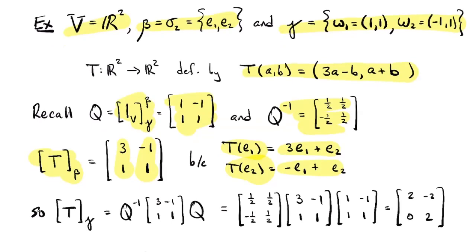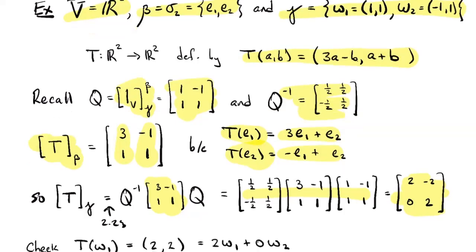Theorem 2.23 says that if you want the matrix of T in the gamma basis, I just sandwich the matrix of T in the beta basis in between Q inverse and Q in that order. Okay, I'll let you check my matrix multiplication here. I get the matrix 2, 0, minus 2, 2. So what is that matrix? That's the matrix I would left multiply gamma coordinate vectors by to get the gamma coordinates of the image under T. All right, we can verify that if you want.